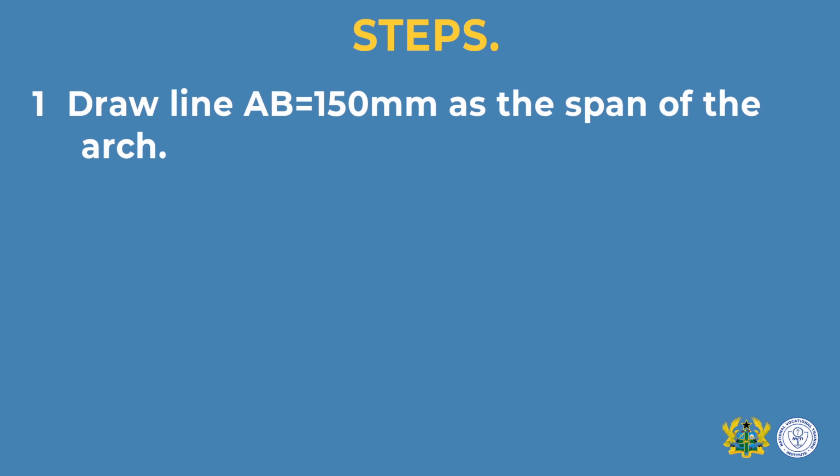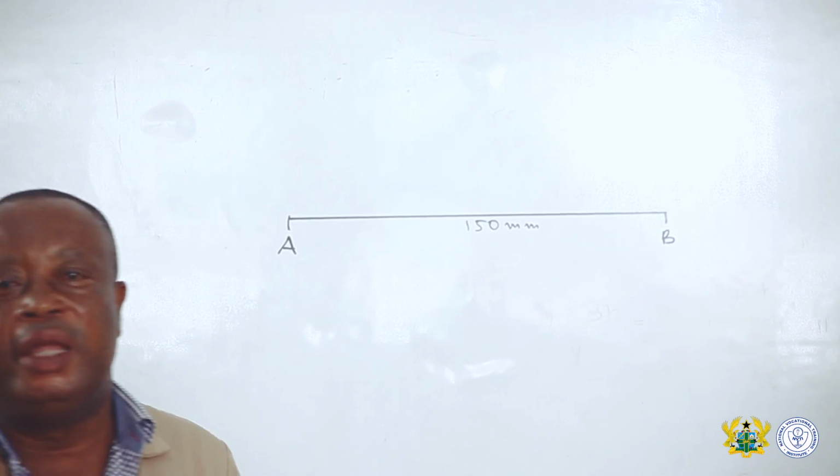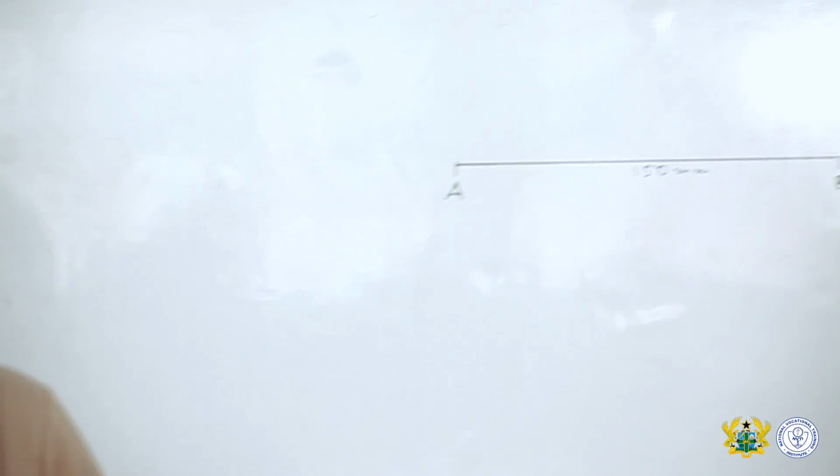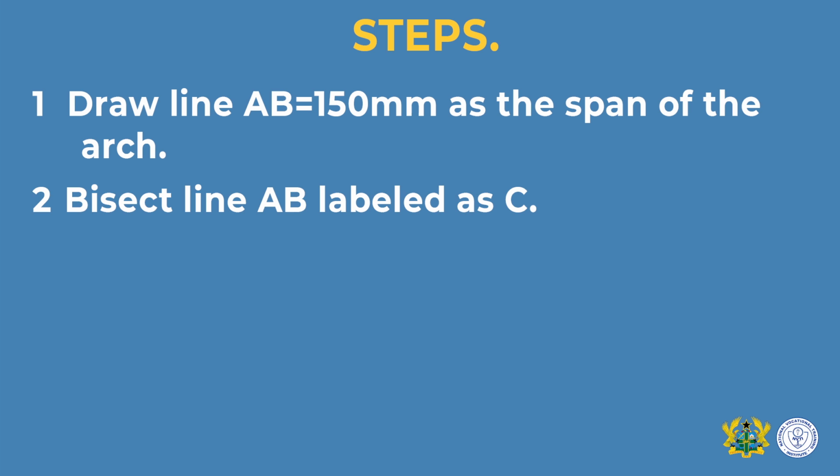Step 1. To set out a segmental arch, you draw your line AB. For example, we can take our line AB to be 150 millimeters. That's step 1. Step 2. After you've drawn your line AB to be 150 millimeters, you bisect line AB.